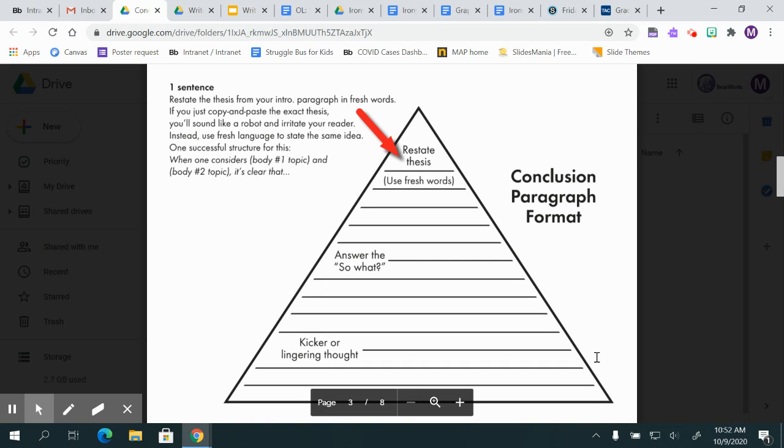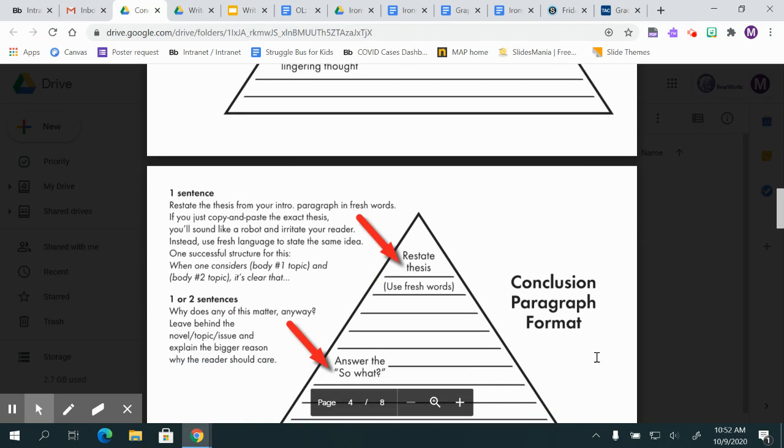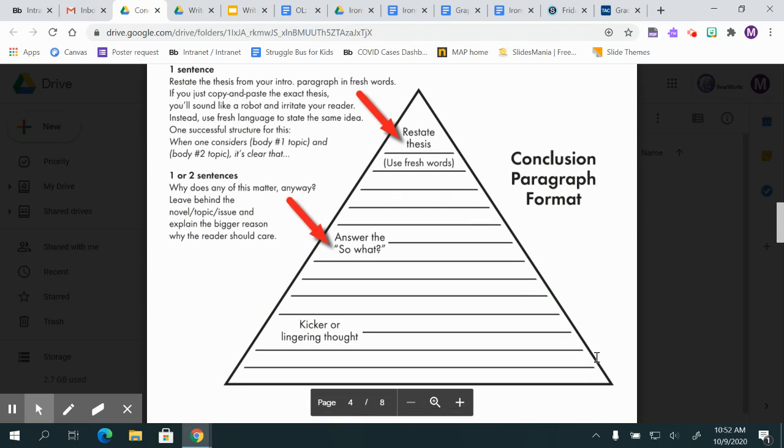Okay. You know that in your first body, you talked about this one type of irony, which you probably mentioned in your thesis. In body two, you talked about the second type of irony, which you also mentioned in your thesis. And then what can you conclude about that? What can you say about the use of irony? Did it help develop the theme? Did it help develop the characters? Okay. Then we're going to go ahead and look at the so what.